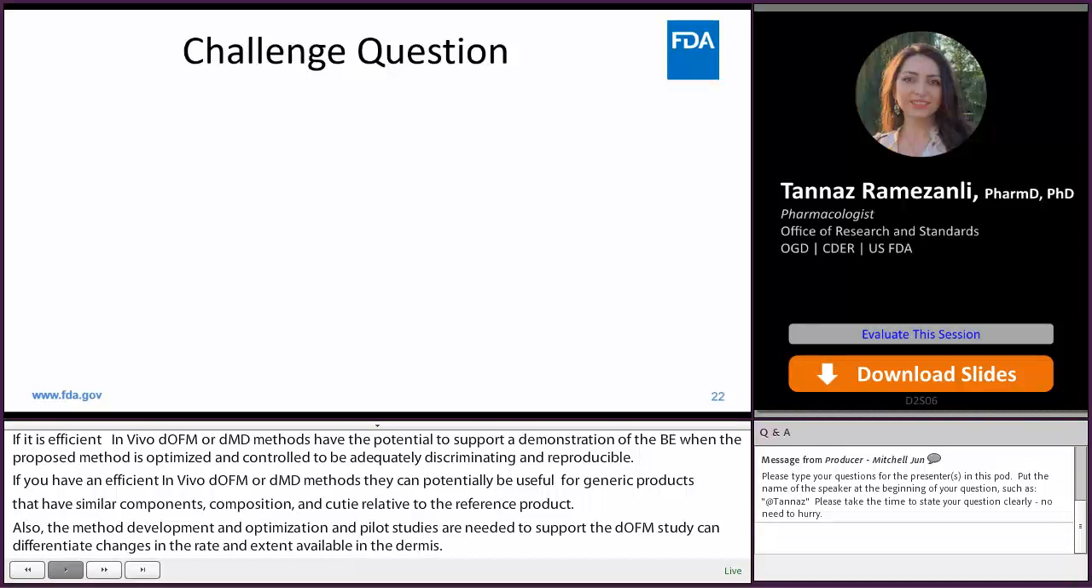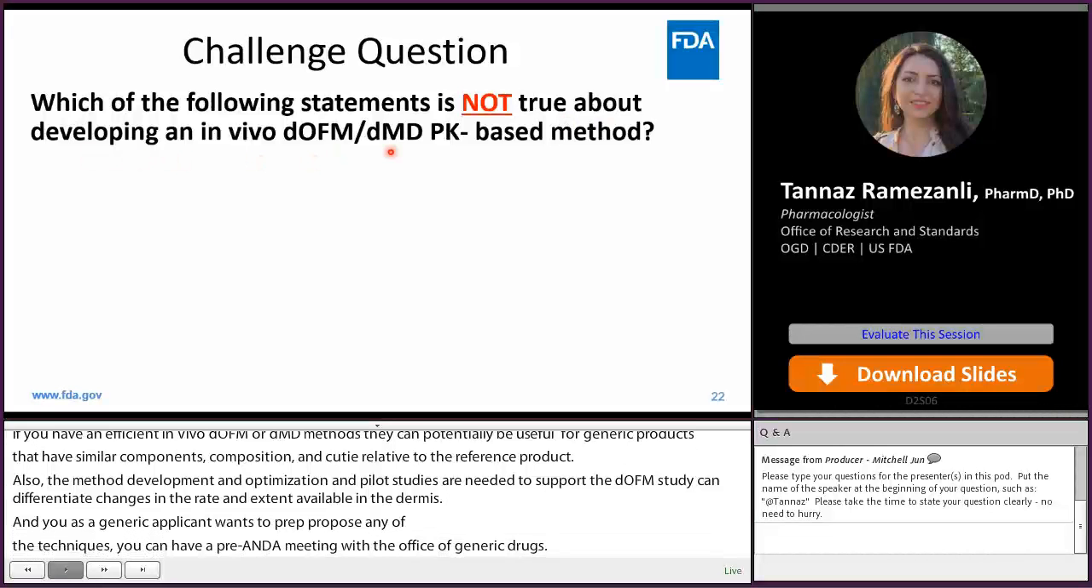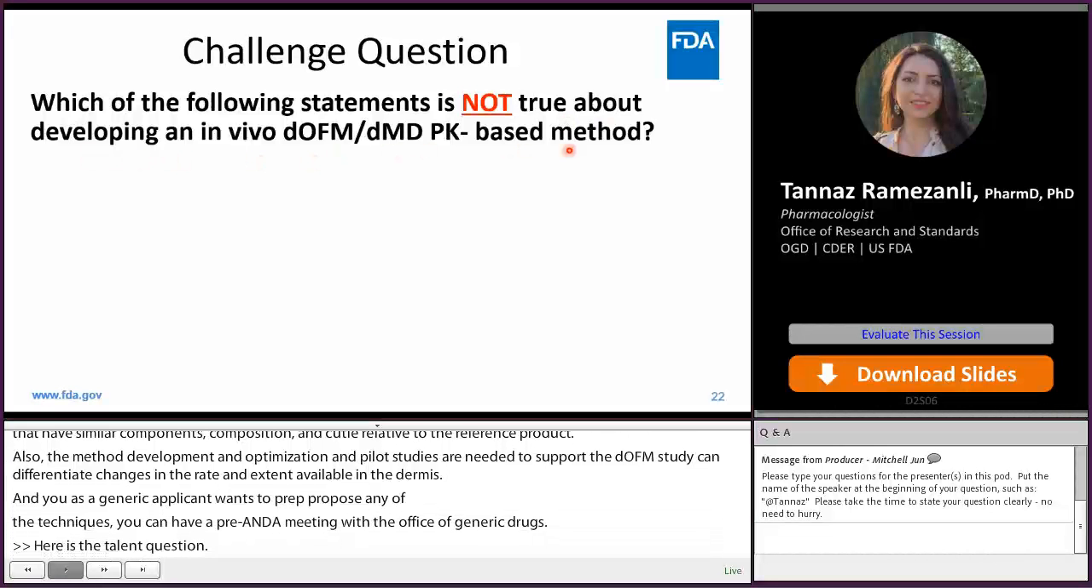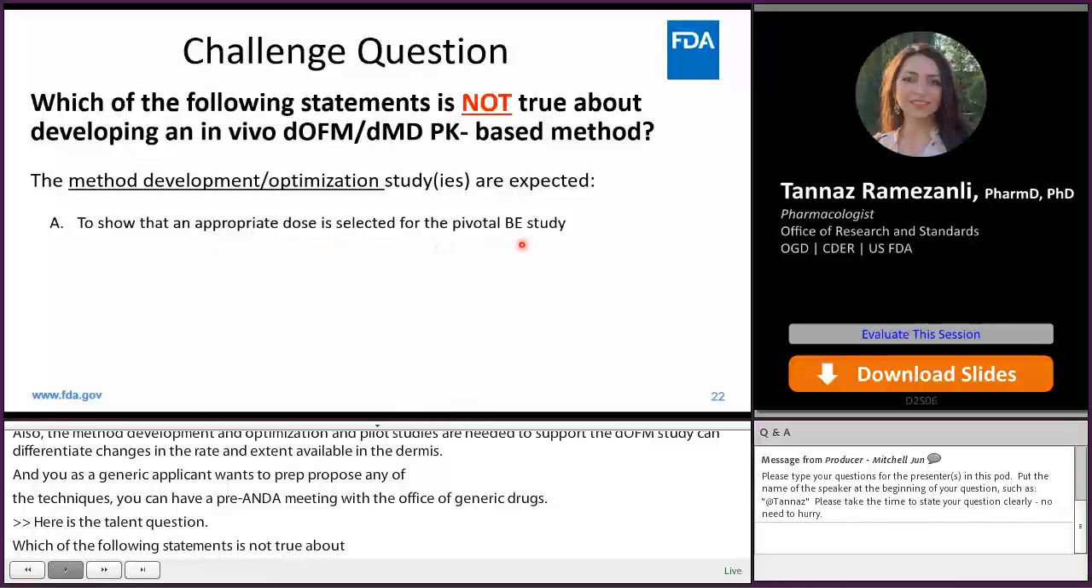Here is the challenge question. Which of the following statements is not true about developing an in vivo DOFM or DMD PK-based method? The method development or optimization studies are expected to: A, to show that an appropriate dose is selected for the pivotal BE study.